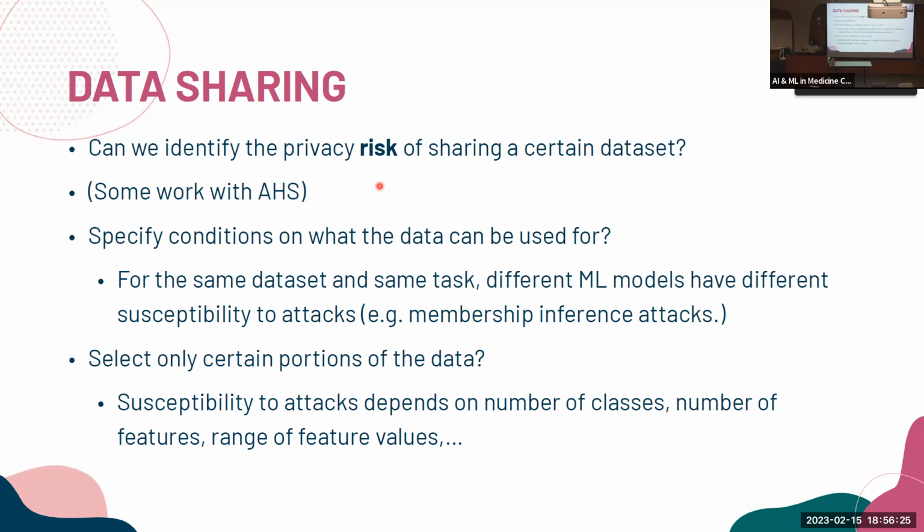Or if your data set has multiple classes, so the label, the target variable in your data set has multiple classes, it's not just binary. It turns out that the more classes it has, it directly impacts the level of privacy in terms of the susceptibility to attacks. So maybe you can lump certain classes together and have only 2 classes or something like this. So these are the things that we've been experimenting with recently: how can we change the view of the data set that we're sharing in order to reduce the privacy risk.